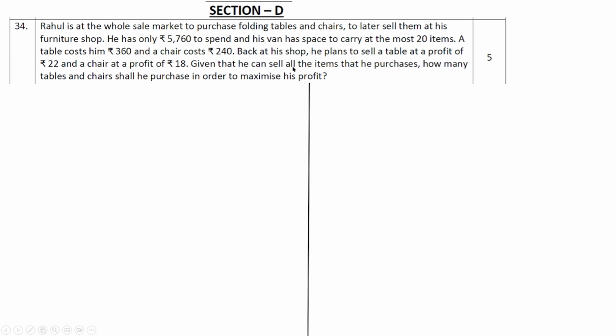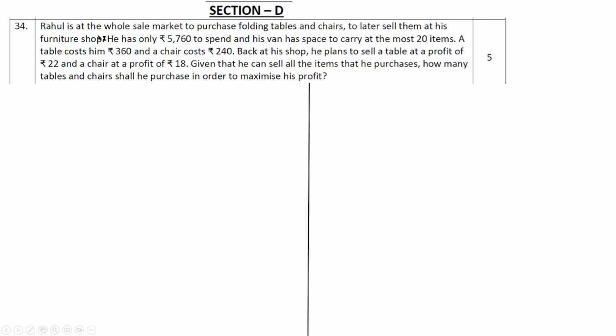Back at his shop, he plans to sell a table at a profit of rupees 22 and a chair at a profit of rupees 18. Given that he can sell all the items that he purchases, how many tables and chairs shall he purchase in order to maximize his profit?